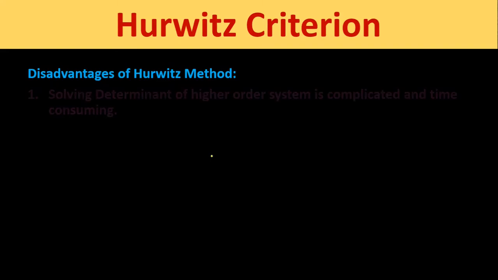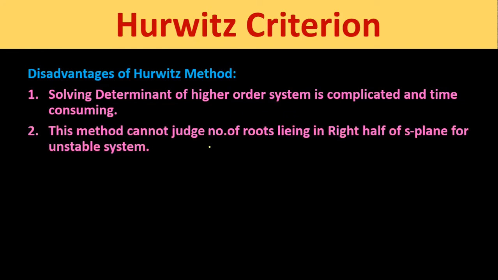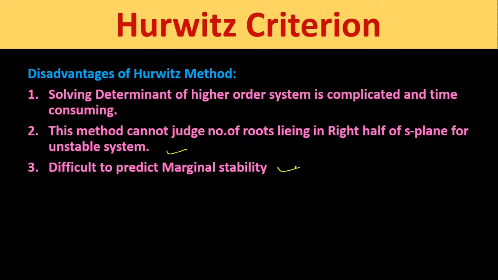Now let us discuss the disadvantages of this Hurwitz criteria. First one is solving the determinant of a higher order system is complicated and time consuming. Second, this method cannot judge the number of roots lying in the right half of the s-plane for an unstable system. Using this method, it is very difficult to predict the marginal stability.